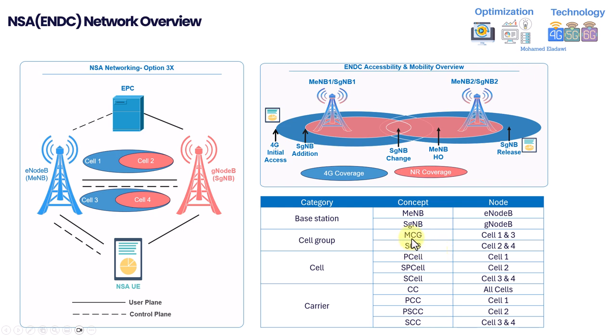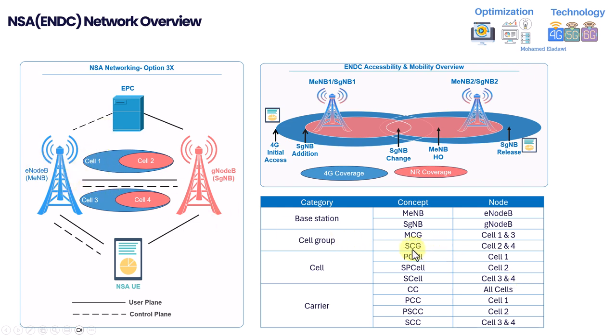For example, what it means by master cell group. If you look into cell 1, cell 2, cell 3 and cell 4, master cell group means that anything falling under the ENUD B cells will be under the master cell group. For example, in this particular example, I'm showing that there are two cells, which are cell 1 and 3. So this is the master cell group. This is the cell group of the master NOD B.